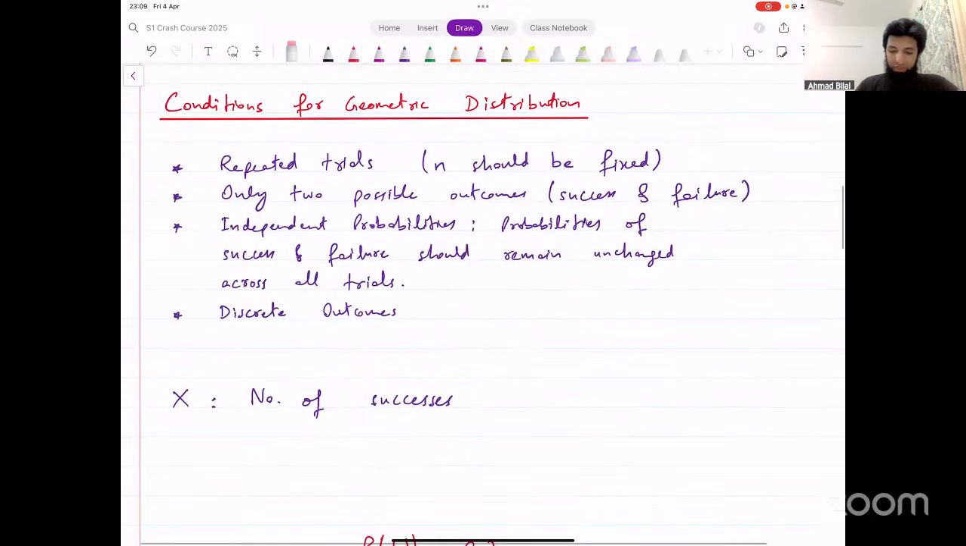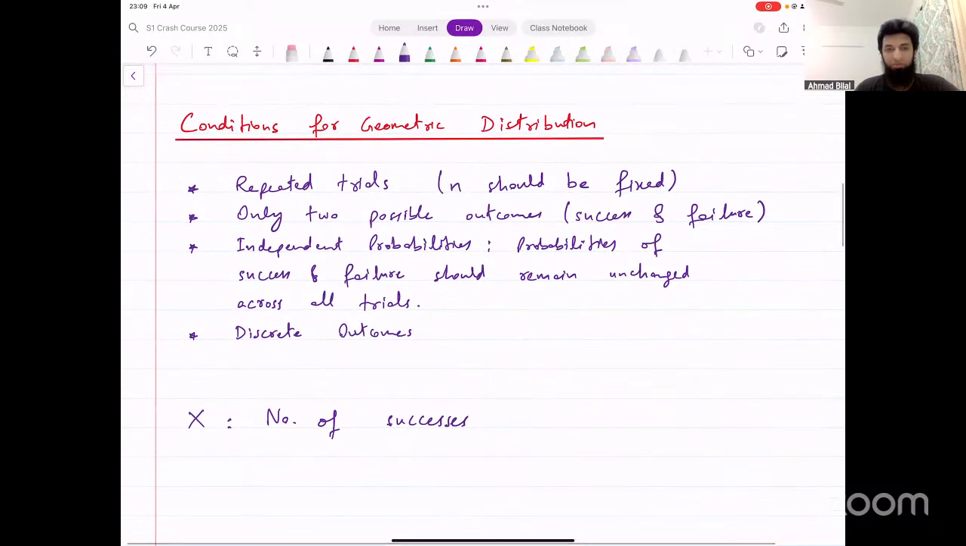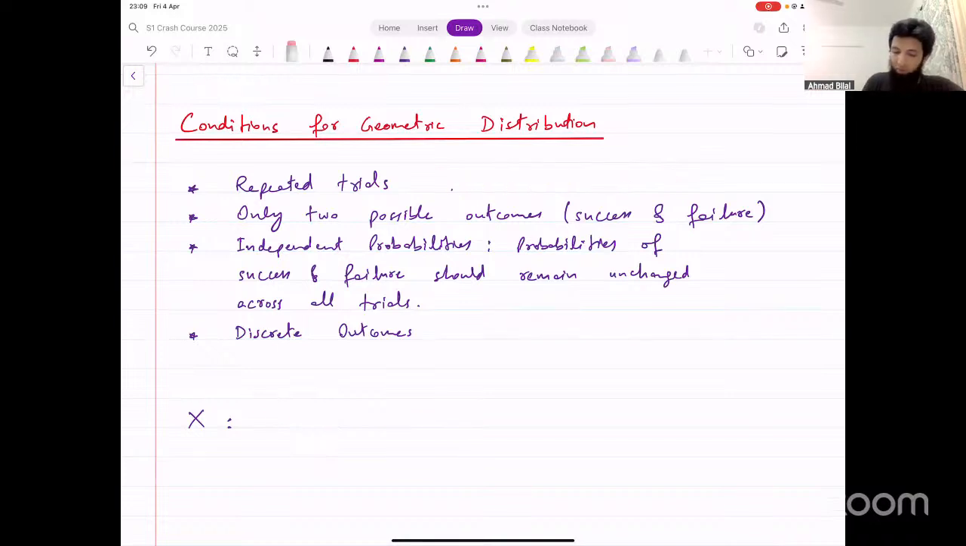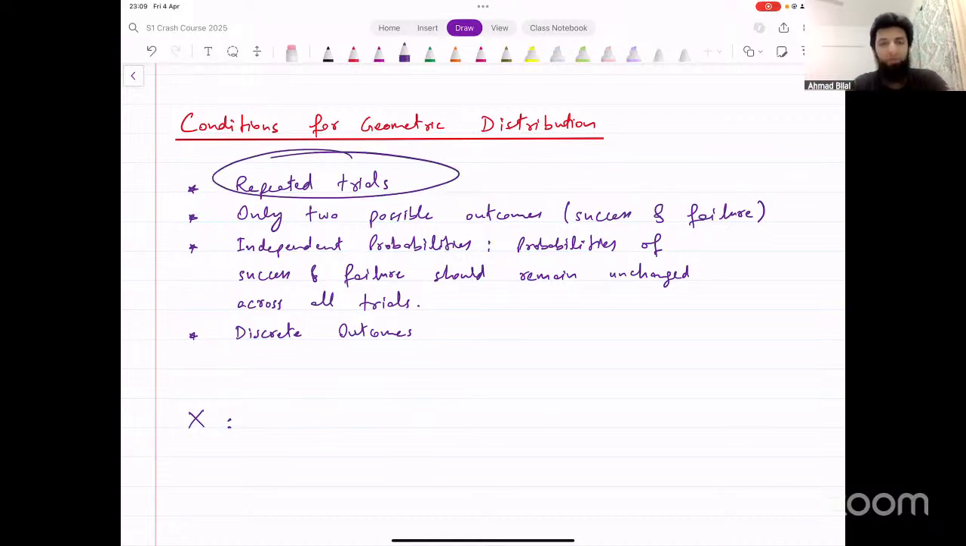So for now, these are conditions for a geometric distribution. Okay, now I'm going to edit them a bit. In binomial distribution, you had repeated trials. You had something happening repeatedly. But in that case, n had to be something that is fixed, right? So if you're repeating something 10 times, you say the value of n is 10. If you're repeating something 15 times, you say the value of n is 15. So n had to be fixed in the case of binomial.